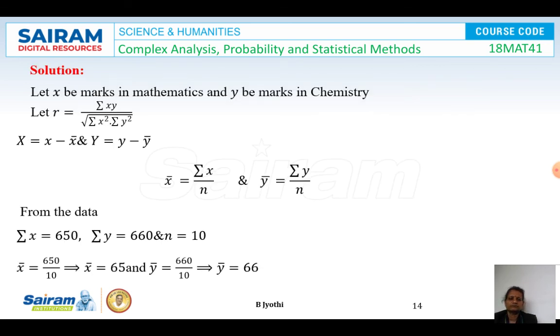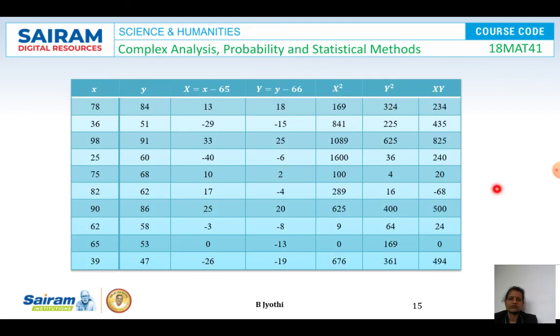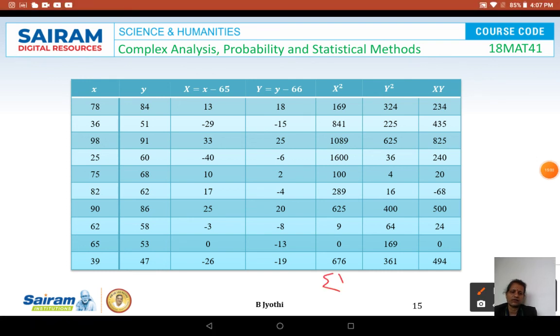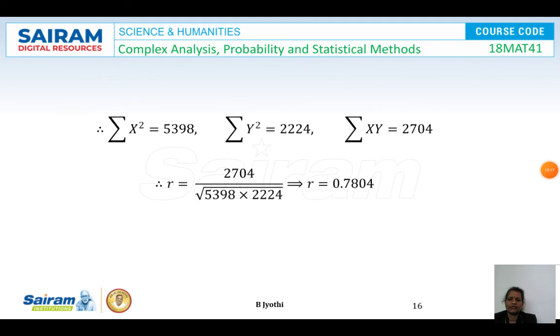Even the y square values will be calculated and xy will also be calculated. So we need to do the sum of the last three columns, that is sigma x square, sigma y square and sigma xy. Once we do the total of these, we will get x square as 5398, y square as 2224 and xy as 2704. When we substitute in the r formula, that is sigma xy divided by root of sigma x square into sigma y square, the r value is 0.7804. Thank you.